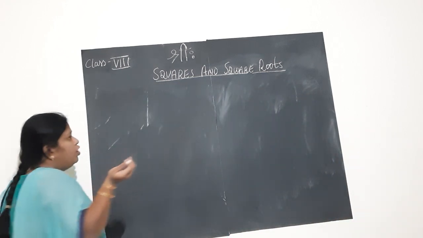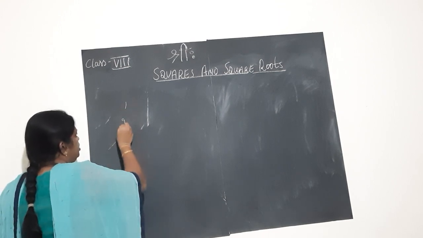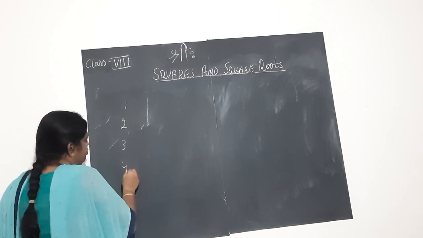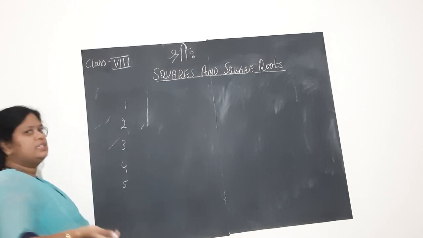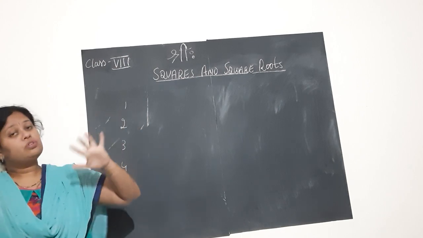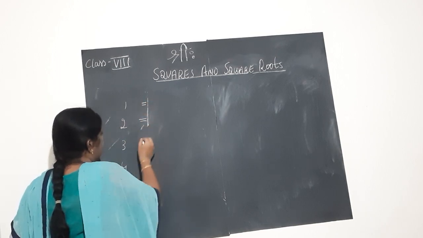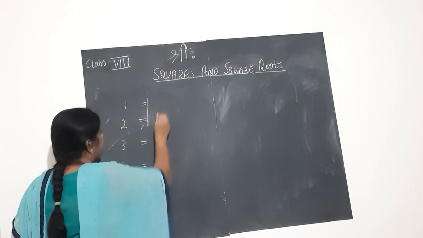You all know what natural numbers are. 1, 2, 3, 4, 5. All these are natural numbers. What if you take the squares of them? All these are basics which you have studied, so soon we shall recall it, children.